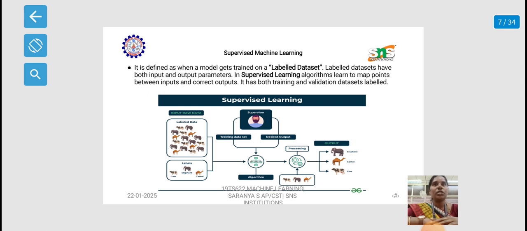Supervised machine learning is generally categorized into two types. The first one is classification and the second one is regression. Classification is where the goal is to predict discrete labels, where the outputs are categorized. The second one, regression, is where the aim is to predict continuous numerical values. There are many algorithms used in supervised learning, each suited to different types of problems.